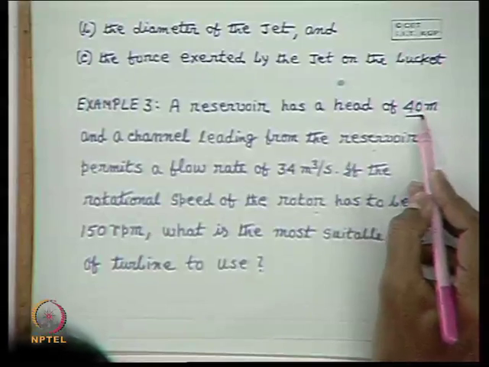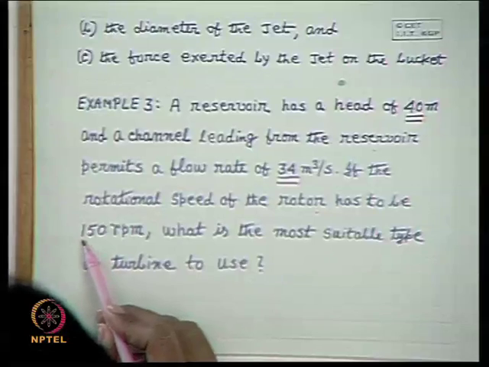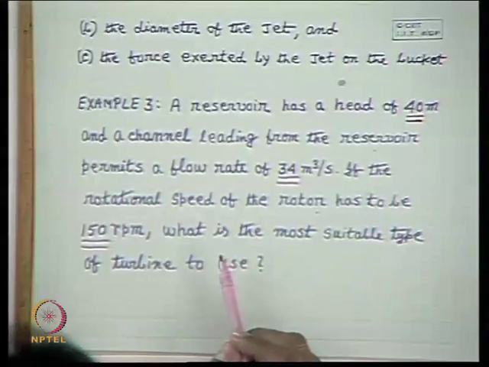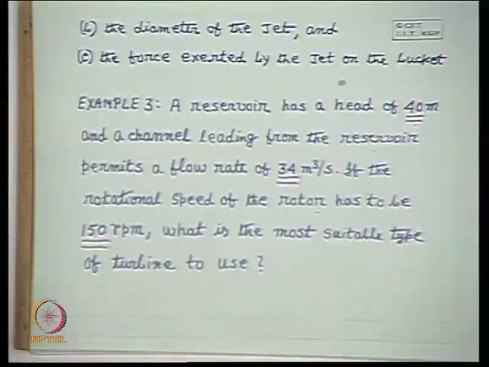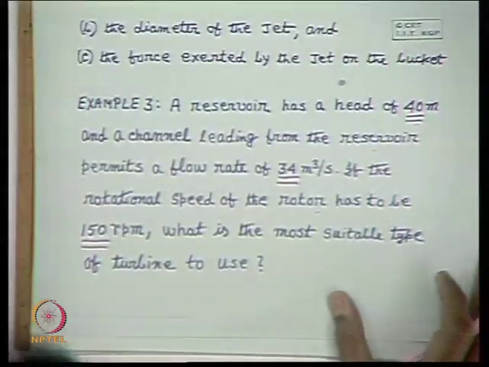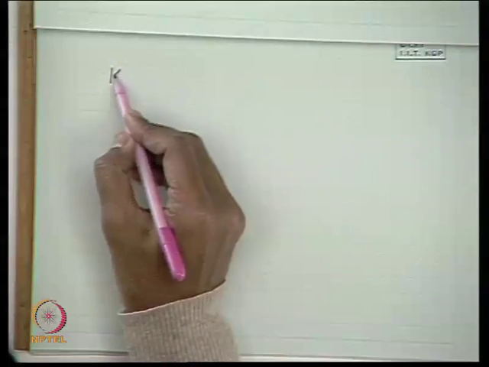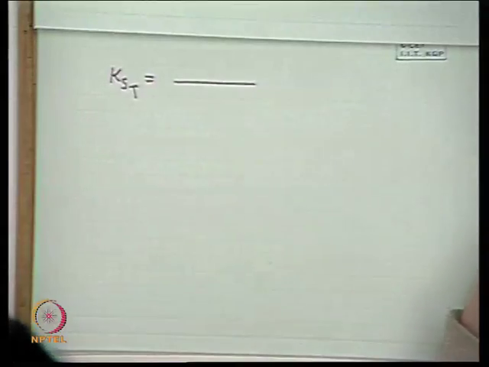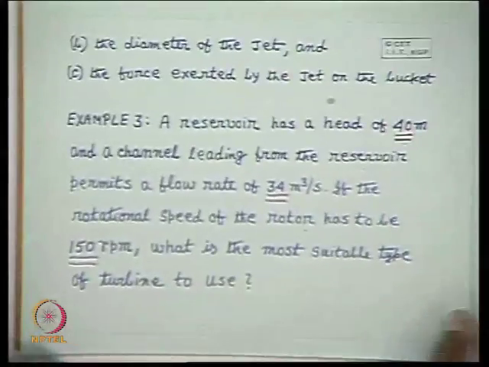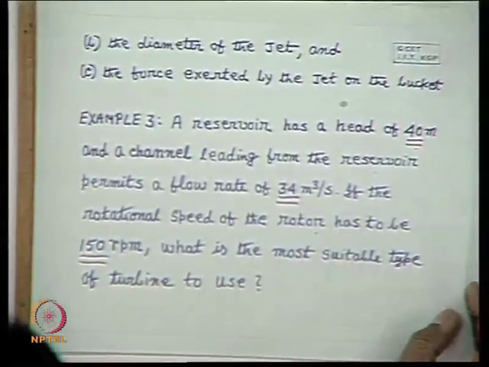That means we have the operating conditions like this: head 40 meter, flow rate 34 meter cube per second, and the rotational speed of the rotor is 150 rpm. These three are the operating conditions which are usually specified for a turbine. It is a very simple practical example. We just have to calculate the specific speed, either non-dimensional or dimensional. Which one you calculate depends upon whether a ready-made figure or table is available to you, with the values of the dimensionless or dimensional specific speed.